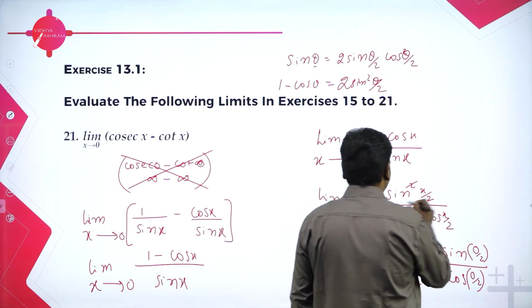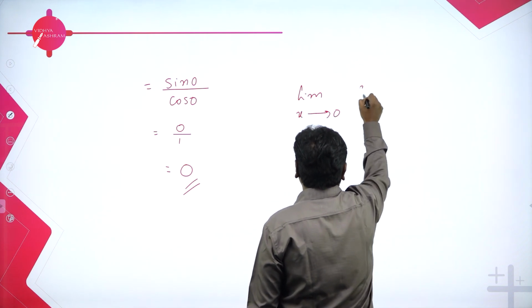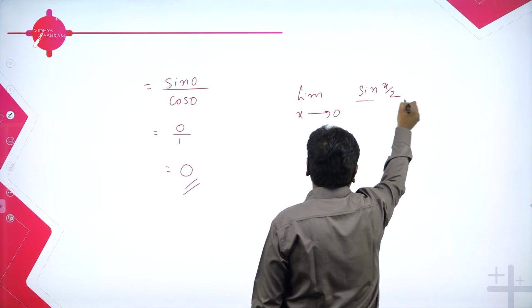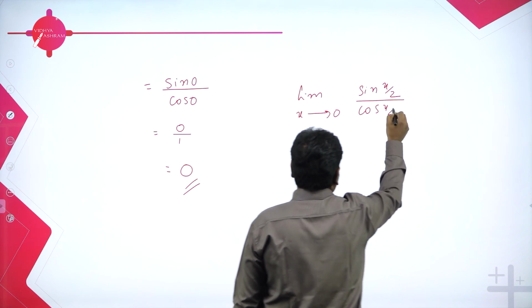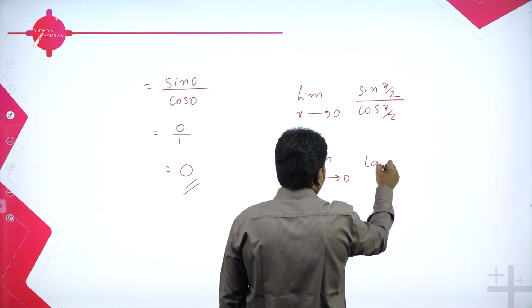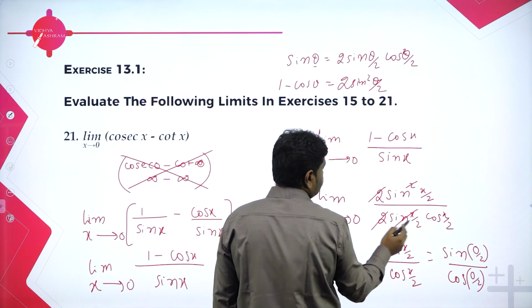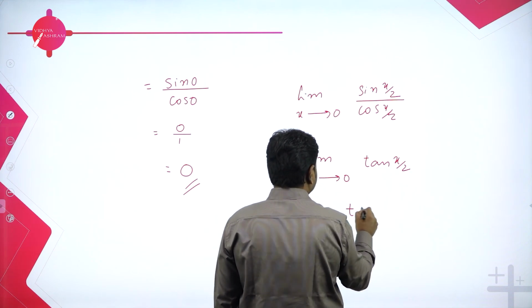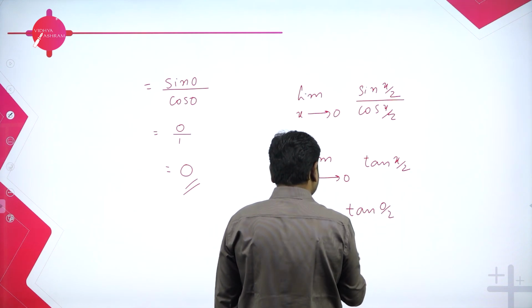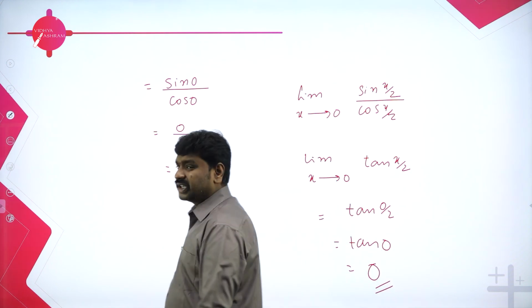The other alternative is, once you get limit x tends to 0, we are left with sin x by 2 by cos x by 2, right? Now you know sin by cos in maths can be written as tan. So I can write it as limit x tends to 0, tan x by 2. In the place of x put 0. Tan 0 by 2, that is tan 0. Tan 0 is what? 0. So however you do, you will get the value 0.